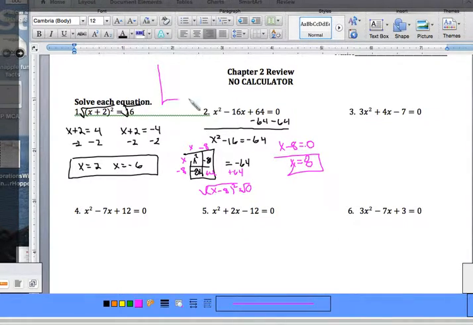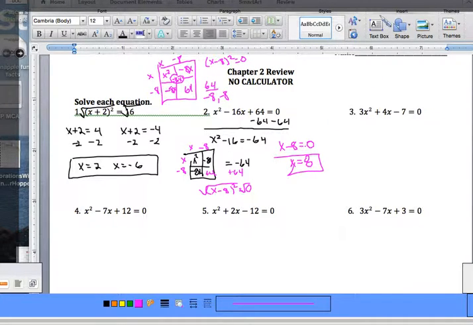Again, you could have done the factoring, the box and circle, where you had x squared, negative 16x, and 64. So what multiplies to 64? Well, that's negative 8 and negative 8. So you have x minus 8, x minus 8. So it factored into x minus 8 squared equals 0, and you would solve that one.